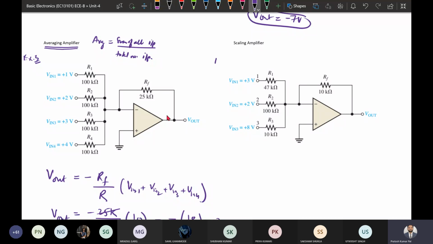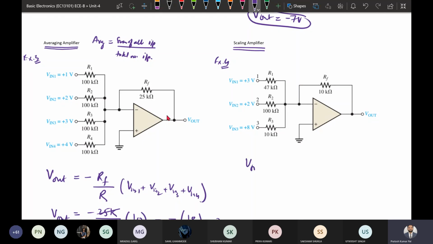Similarly, another example is that we can use the summing amplifier to implement the scaling amplifier. Scaling amplifier means there are 3 different inputs, and we will be able to scale each input with a ratio.